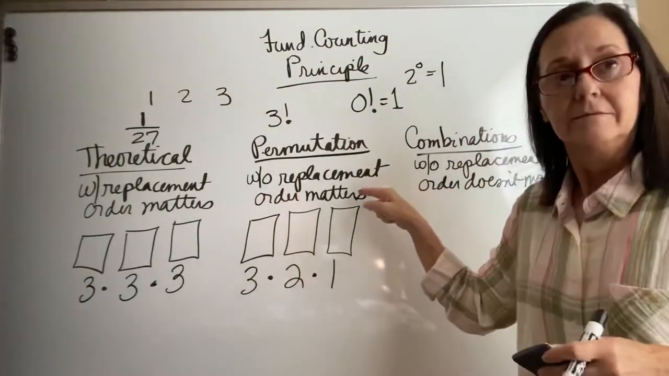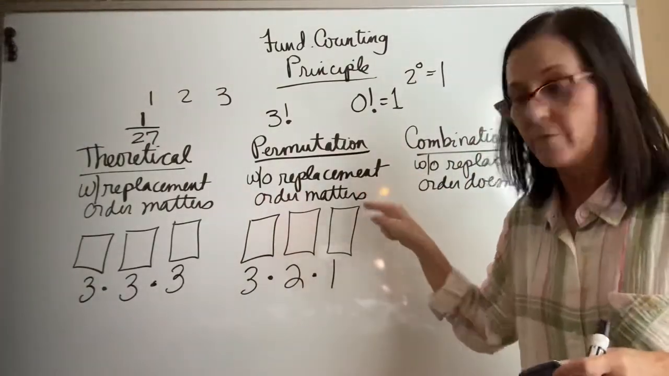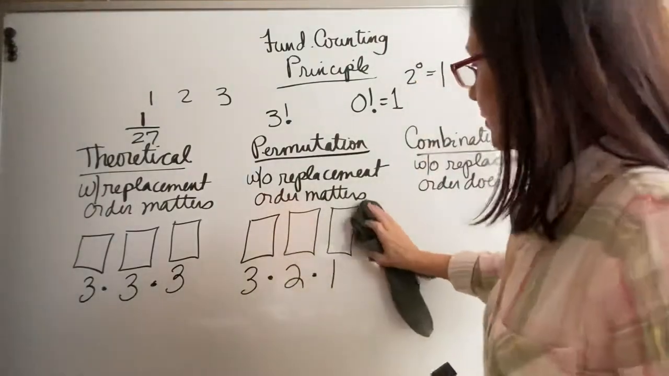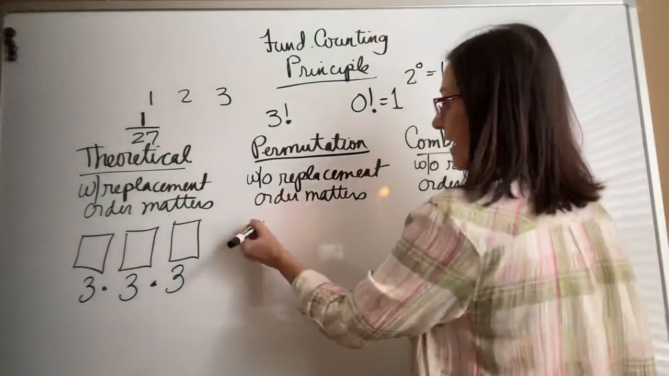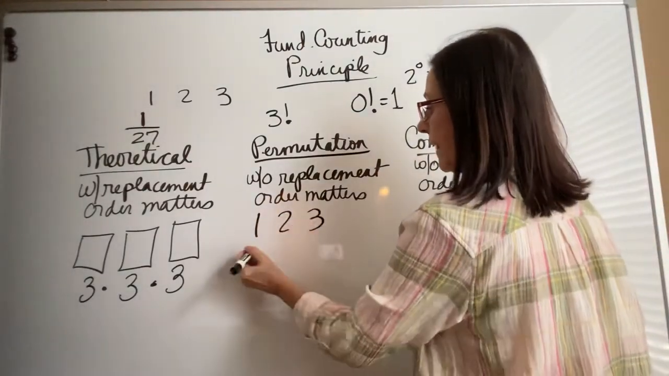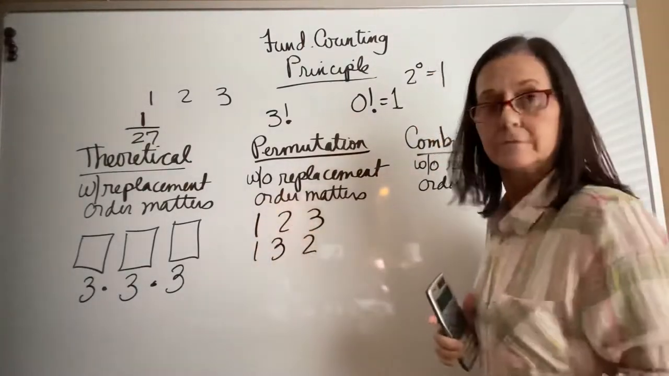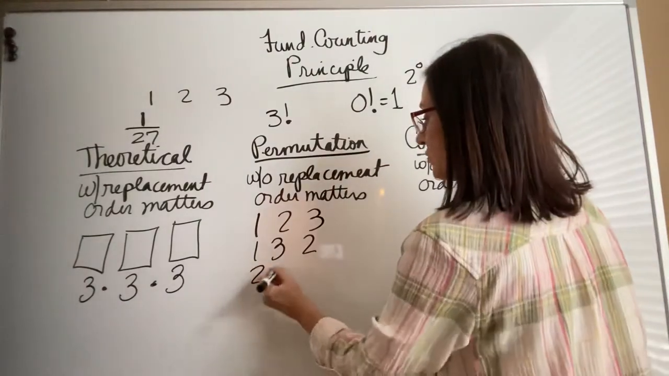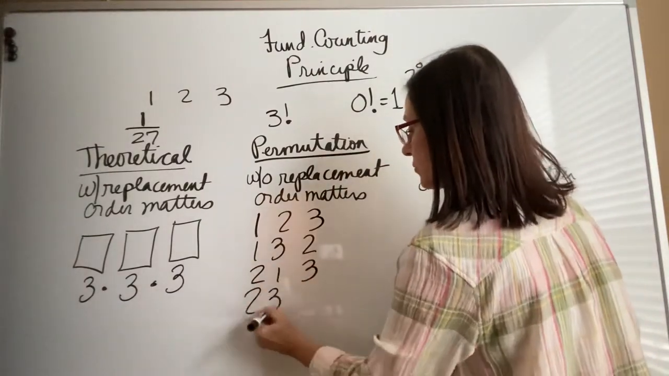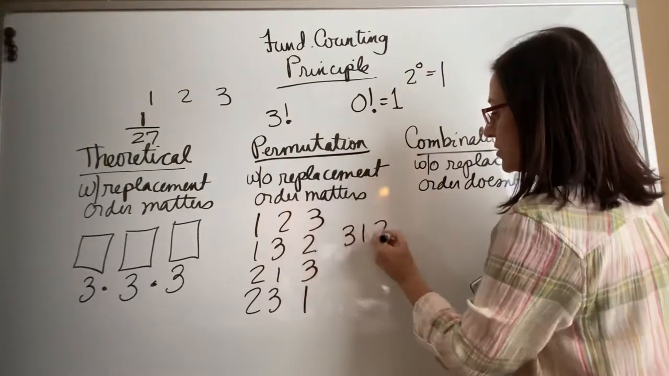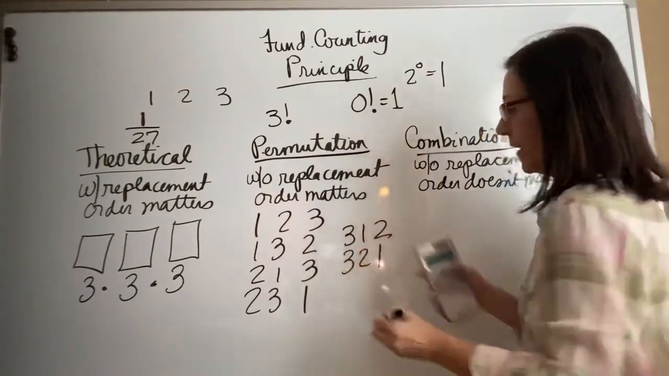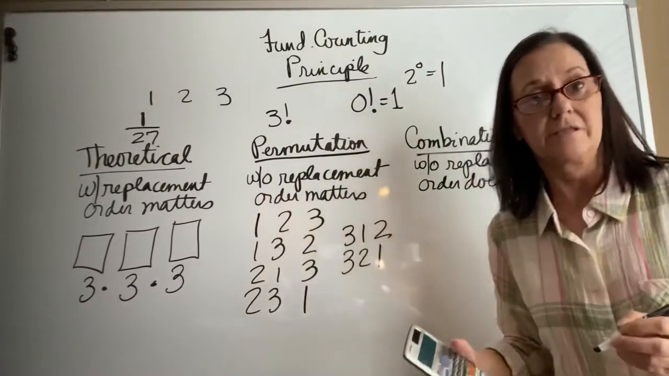All right, so this is when order matters. Look at the options that we have. We'll go ahead and write the permutations. I could have 1, 2, 3. I could have 1, 3, 2. I could have 2, 1, 3, or 2, 3, 1. I could have 3, 1, 2, or 3, 2, 1. Those are my 6 options.